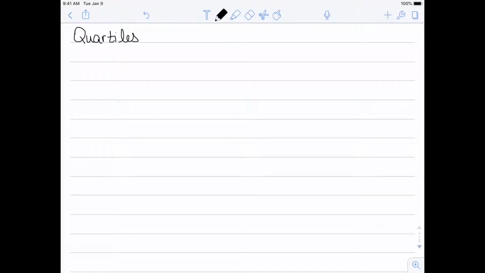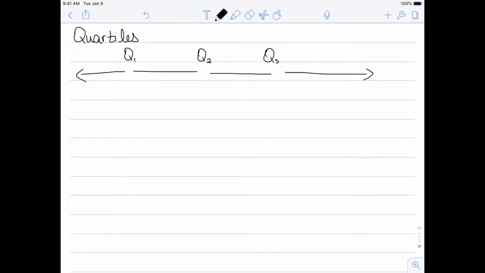So quartiles break our data into 4 pieces, hence the quartile. However, there are only 3 quartiles because it breaks the data into 4 different pieces. We denote these 3 numbers by Q1, Q2, and Q3. So when we say it breaks our data into 4 pieces, we have things that are less than Q1, things between Q1 and Q2, things between Q2 and Q3, and things bigger than Q3. And quartiles break it up evenly so that there's 25% in each one of these little portions.